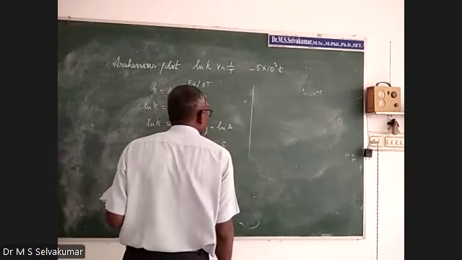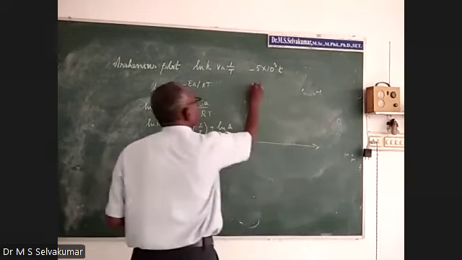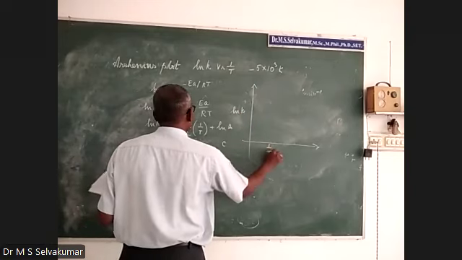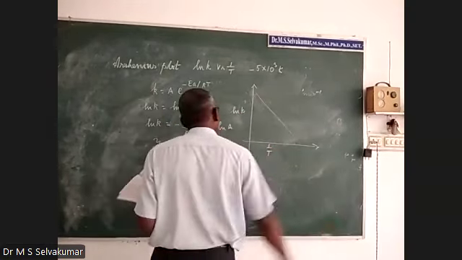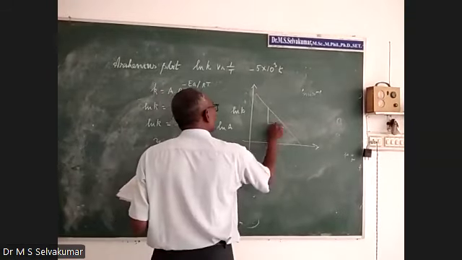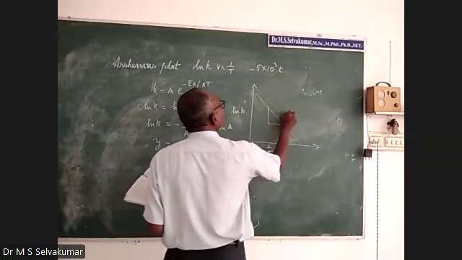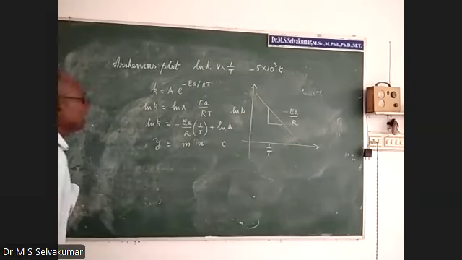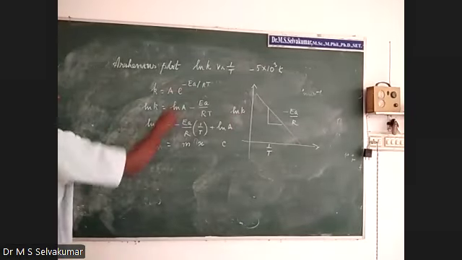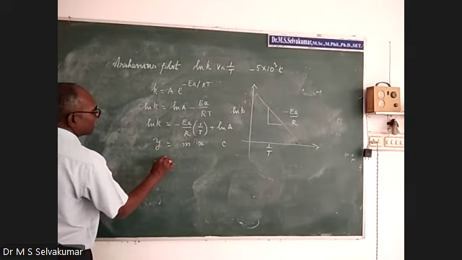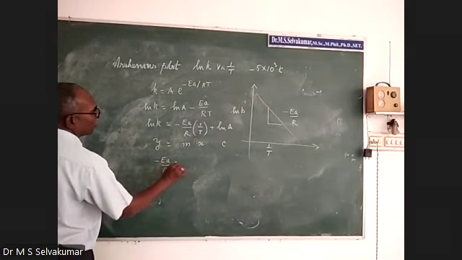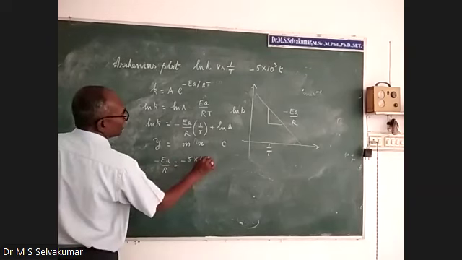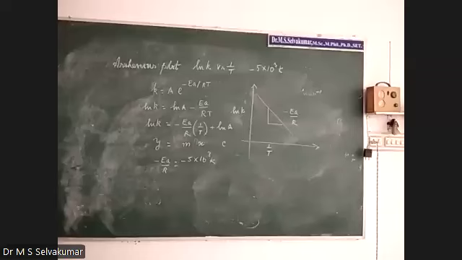So if you plot ln k versus 1 by T, you will be getting a negative slope, where the slope of this straight line is minus Ea by R. So according to the given data, minus Ea by R is equal to minus 5 into 10 power 3 K.